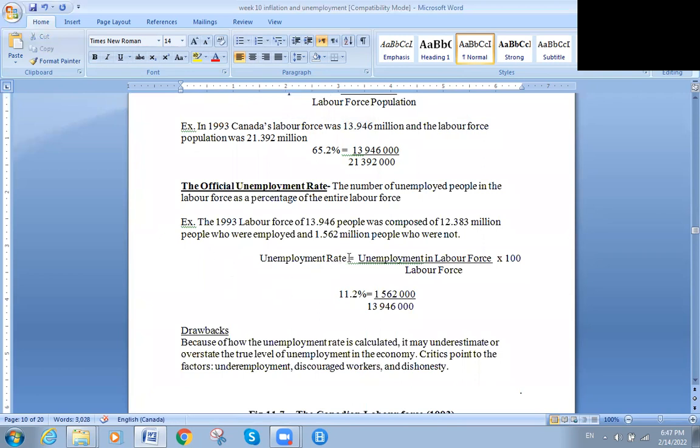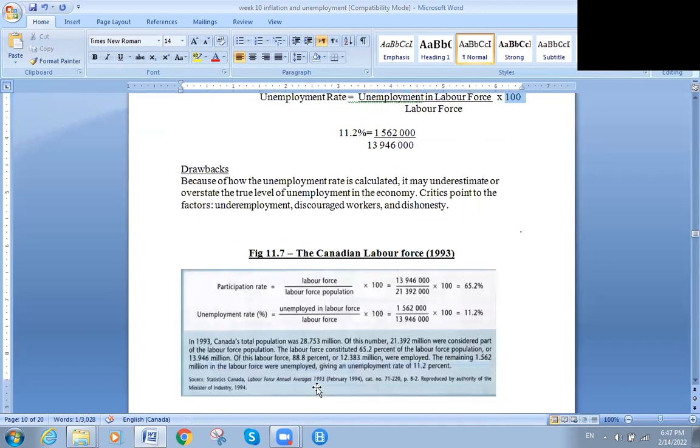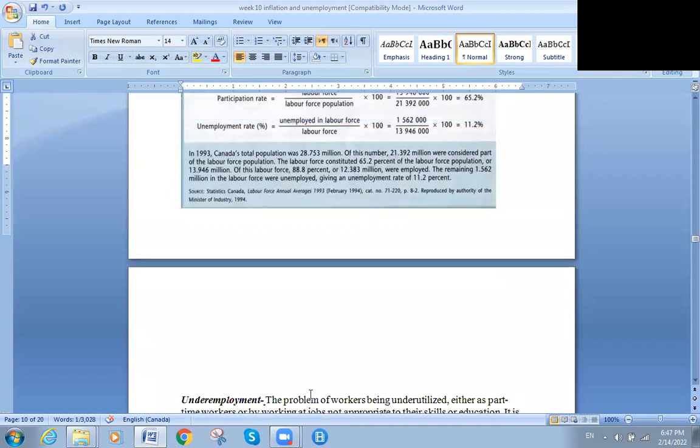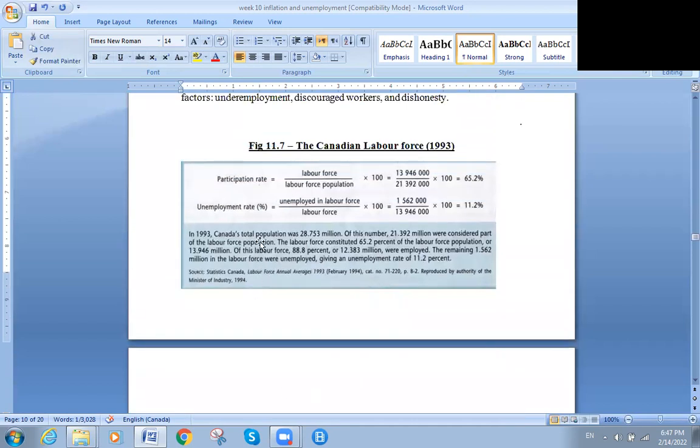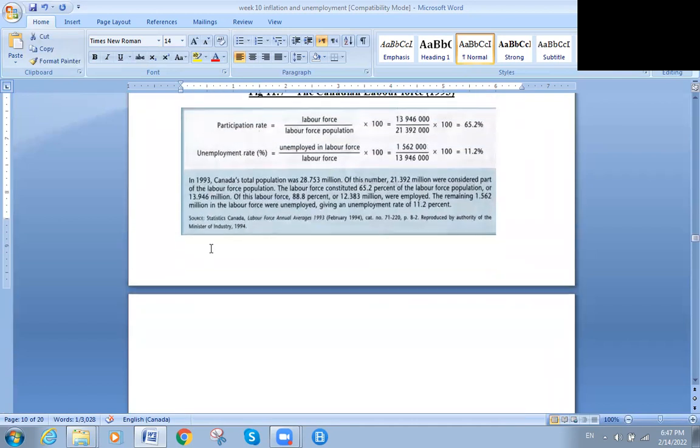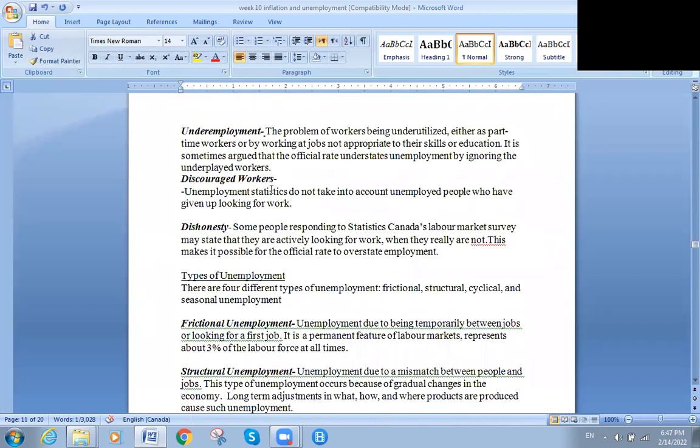What about the unemployment rate in any country? How will they calculate the unemployment rate? The unemployment rate will be the unemployment in the labor force divided by the labor force times 100%. Okay, these are the ways to calculate the participation rate and unemployment rate. And there are many examples about this.